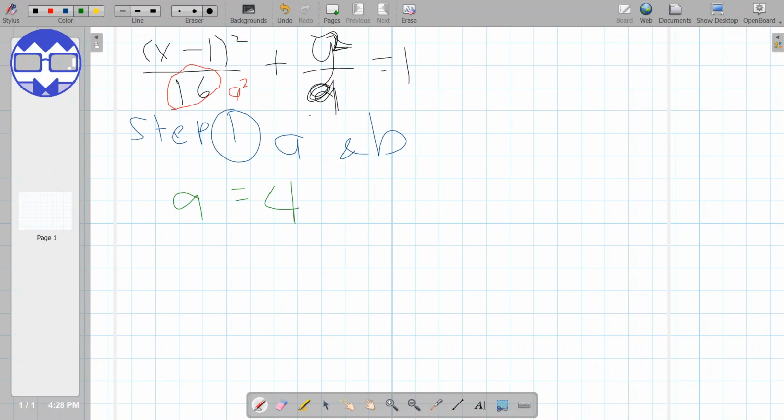While b is the lesser number. So this is actually b squared. And remember, we have b equals the square root of 9, which is just 3.